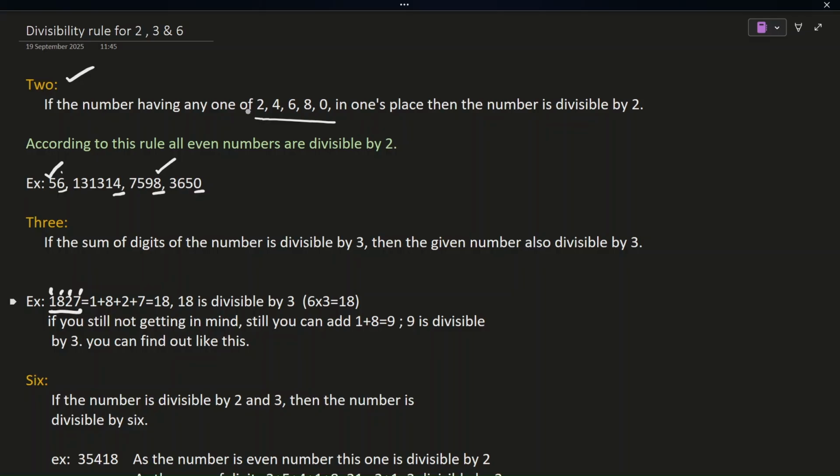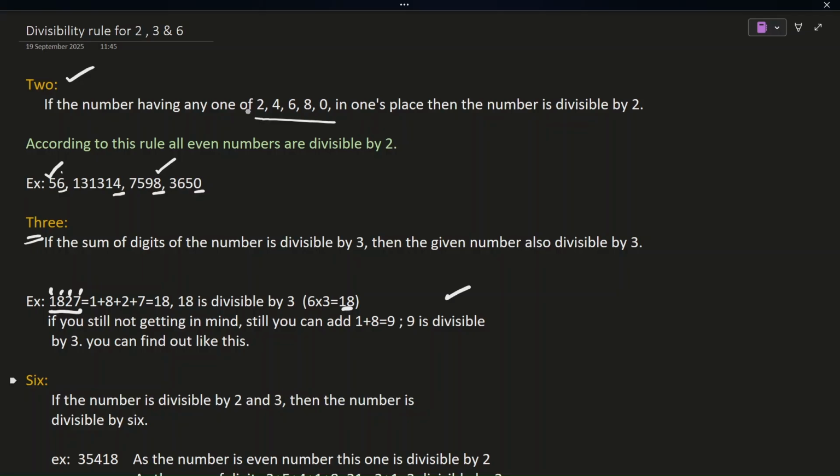18 is divisible by 3, isn't it? 6 threes are 18. If you're still not getting it, even this one you can add: 1 plus 8 is equal to 9, and 9 is divisible by 3. You can find out like this. For this also, you have to know basic multiplication tables, 2 to 10 at least. Like this, you can find out the divisibility rule for 3.